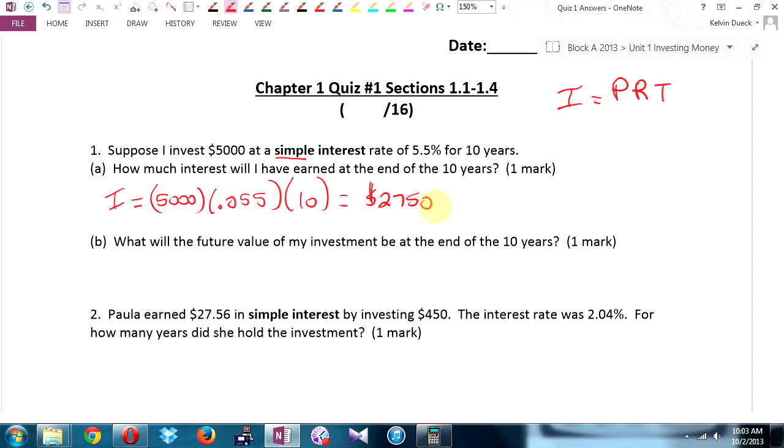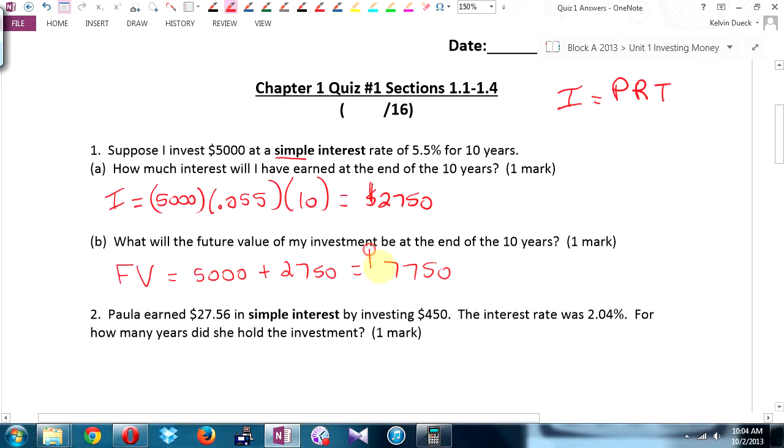What will the future value be? Well, future value, which we're sort of calling FV on the calculators, or amount in our notation, is going to be what I started with plus what I earned. And I'm going to be bold and do this in my head. I think it's that, yes? 1 mark.